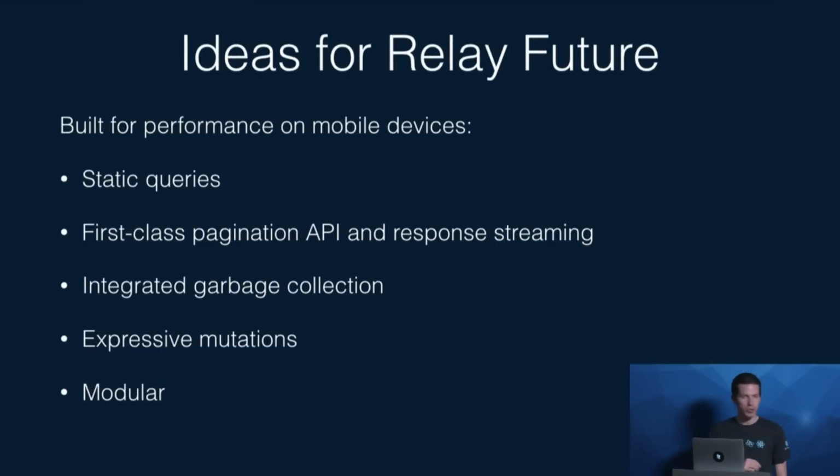So I'm probably already running out of time, and I'll try to make this quick. But some of the ideas that we're focusing on for the future. The primary thing is that, as I said, Relay was originally built for web, and as we move forward, we're looking at how to completely optimize Relay toward especially low-end mobile devices. A few of the top-level things we're looking at there: static queries, first-class pagination API, integrated garbage collection, right? That we have possibly constrained memory, and so we don't want to just arbitrarily have the cache growing.